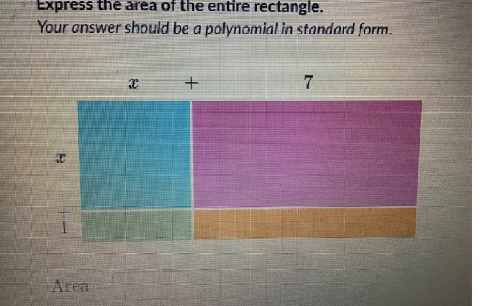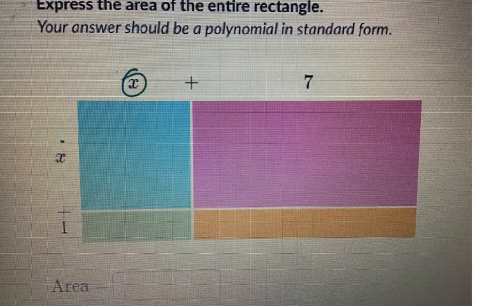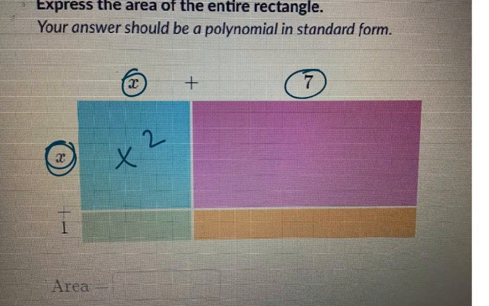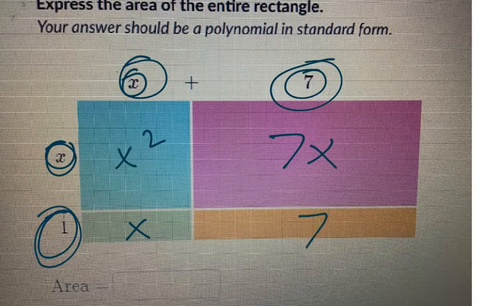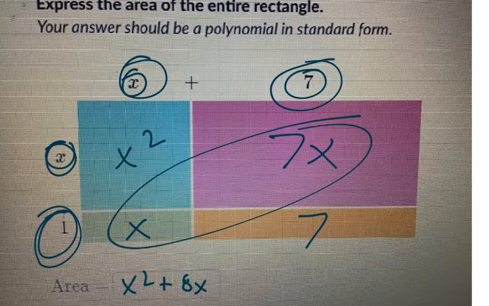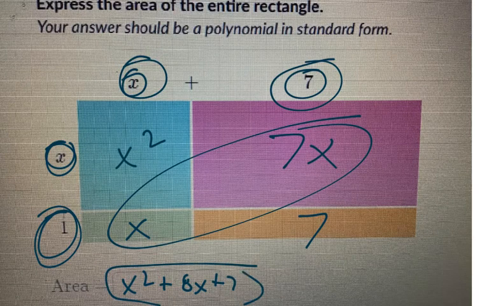All right, back to an area model. X times x is x squared. X times 7 is 7x. X times 1 is 1x. 7 times 1 is 7. So I'm going to put in here x squared plus 8x. 7 plus 1 is 8, right? Plus 7. And I'm going to get it right.